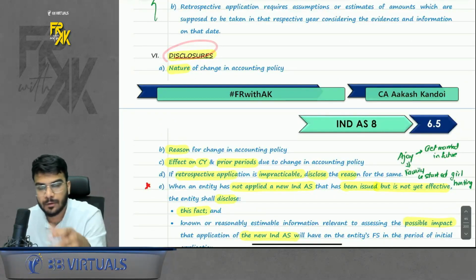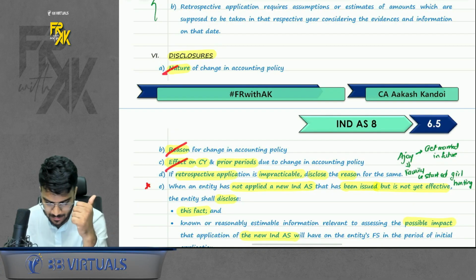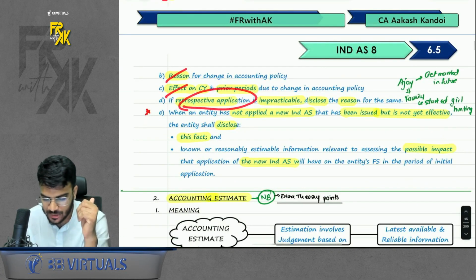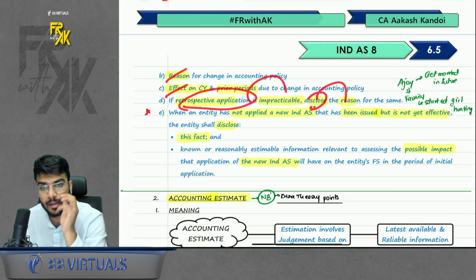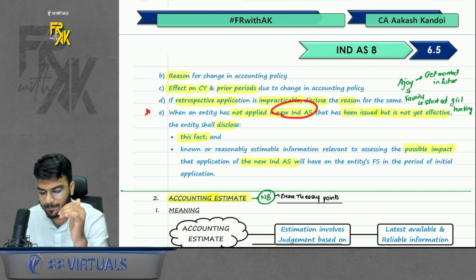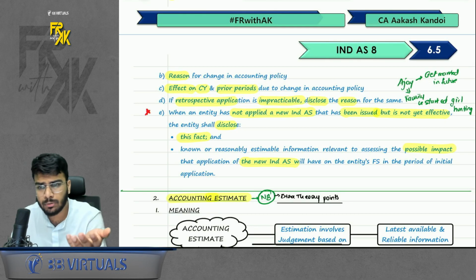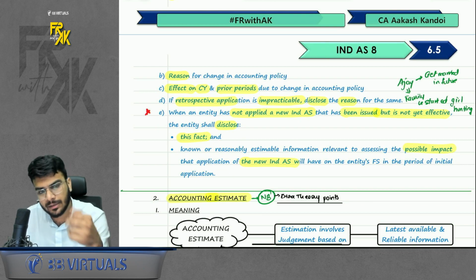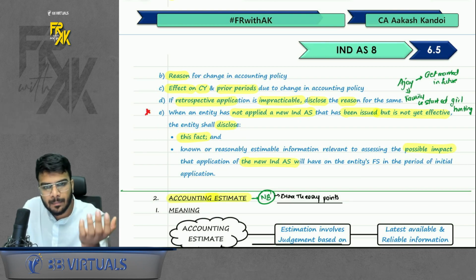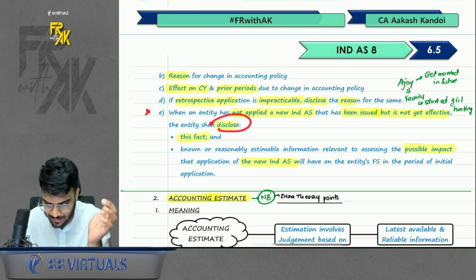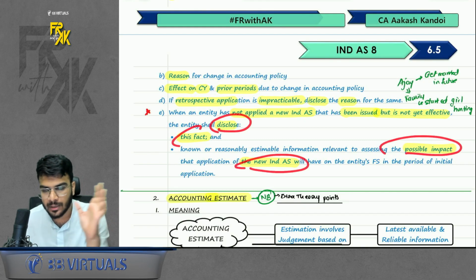Disclosure. Whenever you change a policy, disclose the nature, reason, and effect. If the retrospective application was impracticable, disclose the reason for it. And if any new Ind AS is issued but not yet effective, that means any new Ind AS is going to come in future, the draft is ready but it has not yet become effective, in that case you should disclose this fact and the possible impact of that new Ind AS.